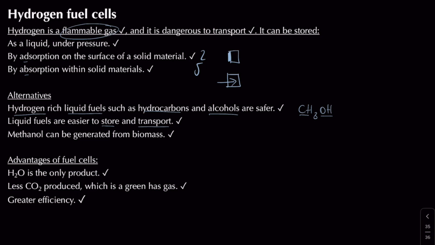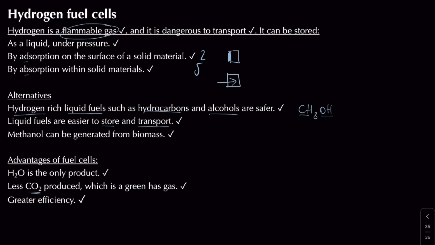So looking at our advantages of hydrogen fuel cells, when we deal with hydrogen fuel cells we end up producing water as our main and only product, which we know is less harmful compared to carbon dioxide. Although it still is a greenhouse gas, it's not as impactful as something like CO2 itself. Overall we end up producing less CO2. Of course it's not going to be CO2 free.